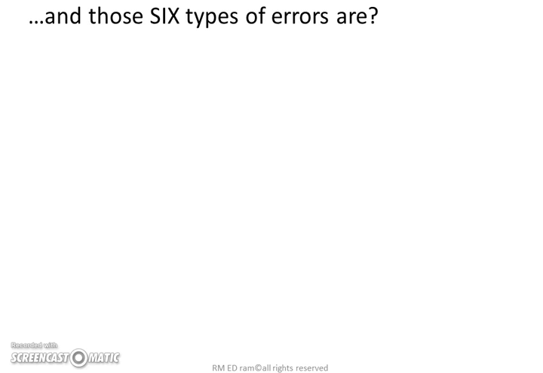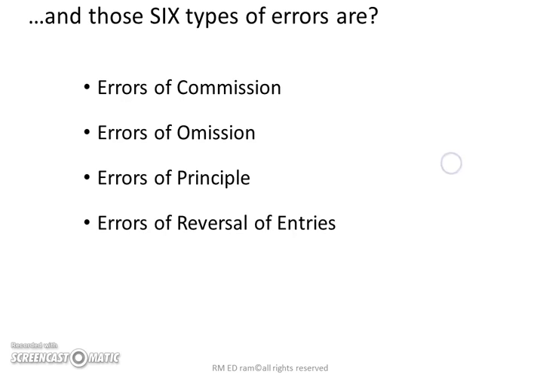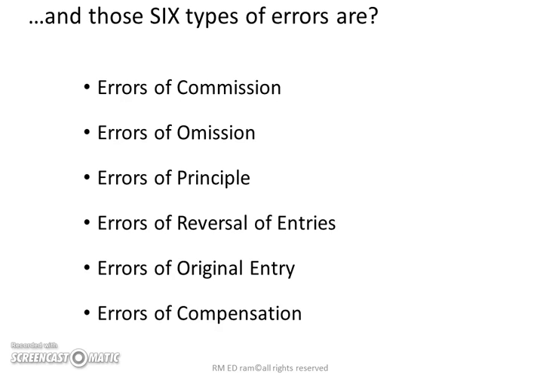And those 6 types of errors are errors of commission, errors of omission, errors of principal, errors of reversal of entry, errors of original entry, and errors of compensation.